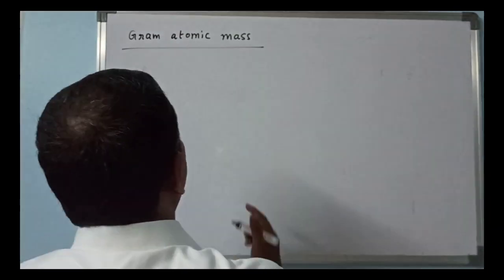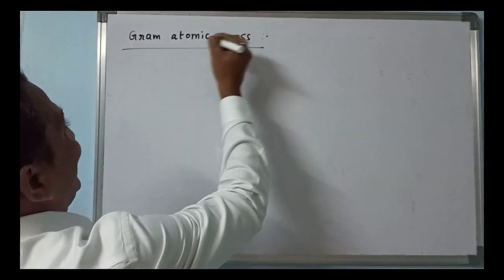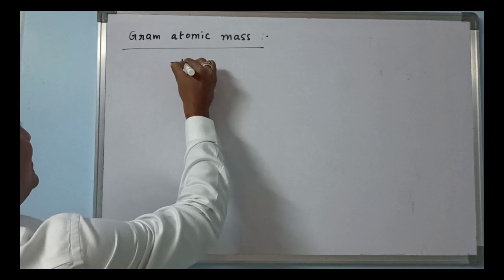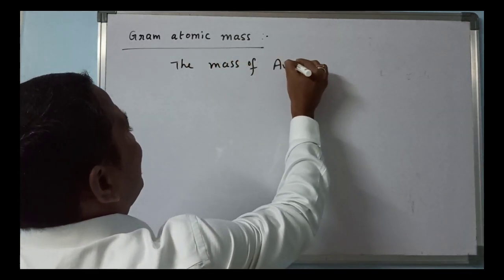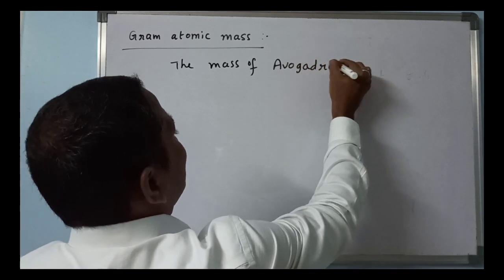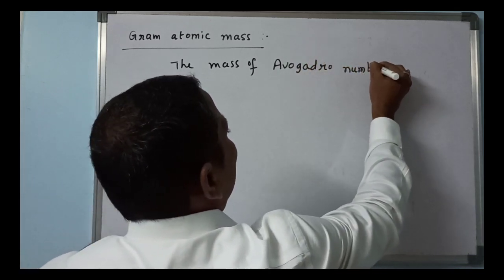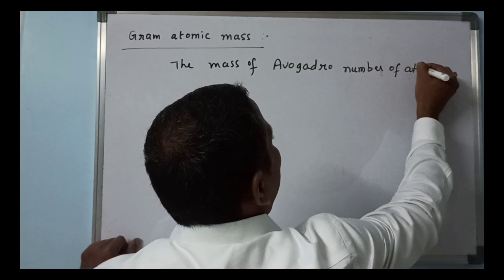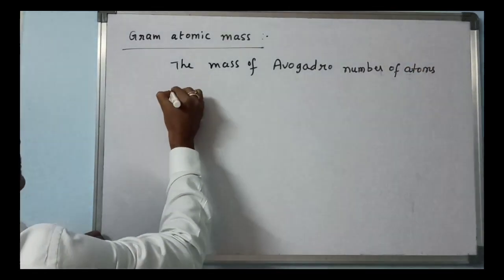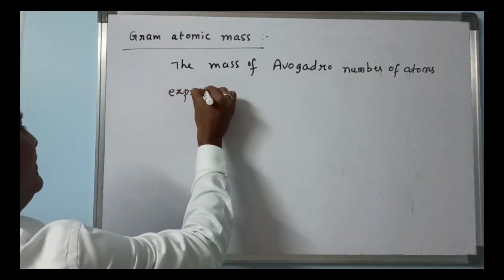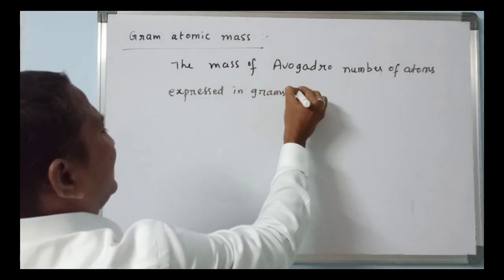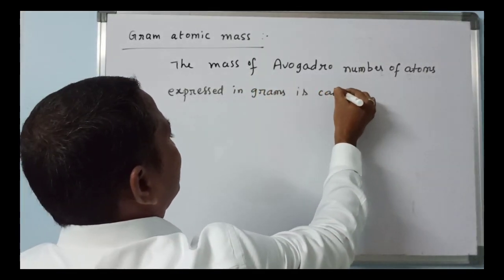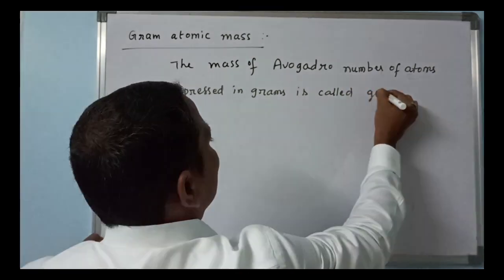See, what is gram atomic mass? The mass of Avogadro number of atoms expressed in grams is called gram atomic mass.